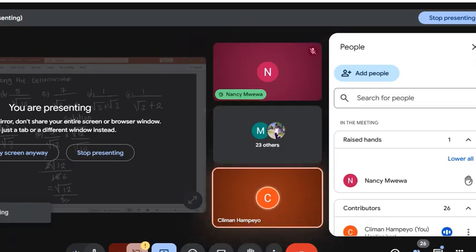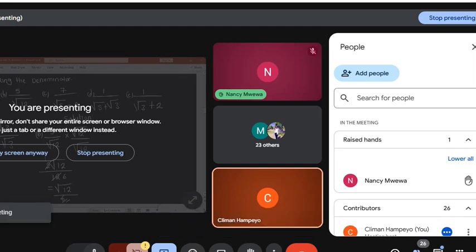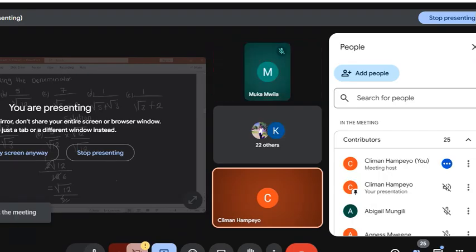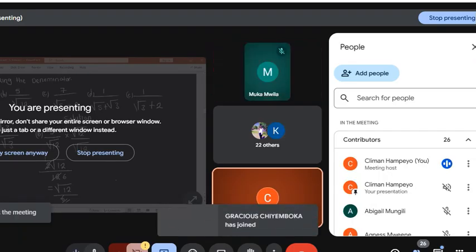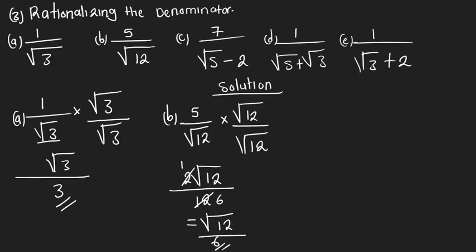Who has found my answer? Root of 12 over 6. No one has found that one. I can give it a try, sir.